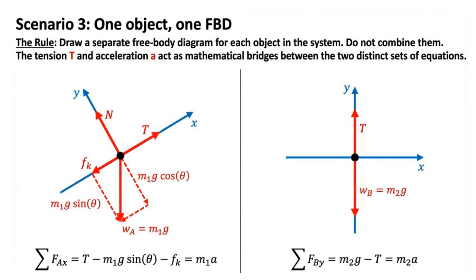On the right, the second object has tension T acting upward and weight acting downward, and the sum of forces along the vertical axis shows the difference between weight and tension equals mass times acceleration. By analyzing each object separately but connected through tension and acceleration, we set up two equations that can be solved together to find the unknowns in the system.